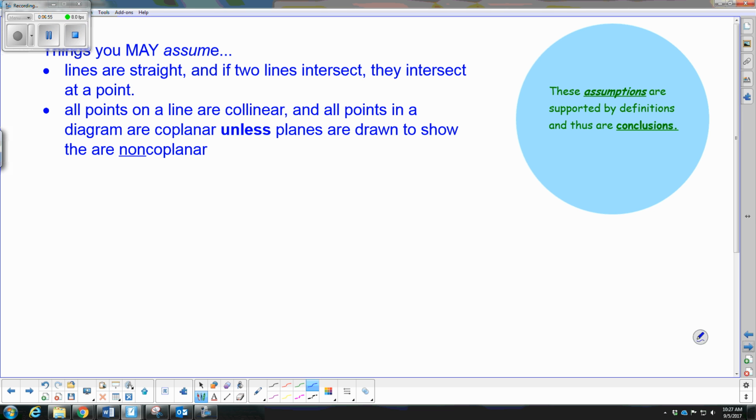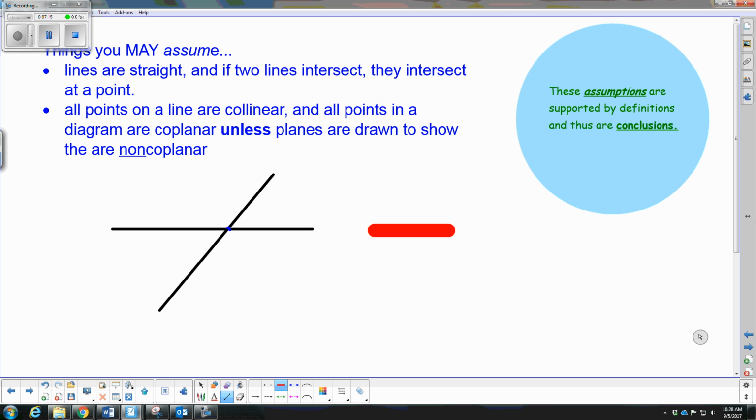So some things that you may assume are that two lines are straight. So if it gives you a line, you can assume that the line is straight. And if they intersect at a point, you may assume that. You may also assume that all points on a line are collinear. And all points in a diagram are coplanar unless they're drawn to show that they are not.